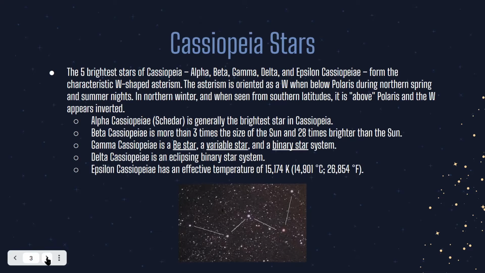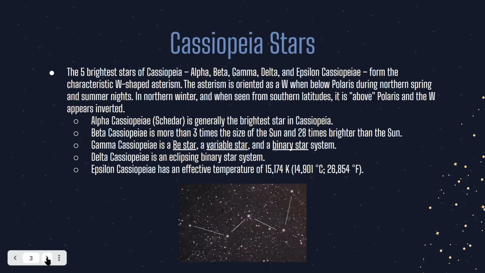Alpha, also known as Schedar, is generally the brightest star in the Cassiopeia constellation. Beta is more than 3 times the size of our sun and 20 times brighter than our sun. Gamma is a B star, which, in a narrow definition sometimes referred to as classical B stars, is a non-supergiant B star whose spectrum has or had at some time one or more Balmer emission lines.